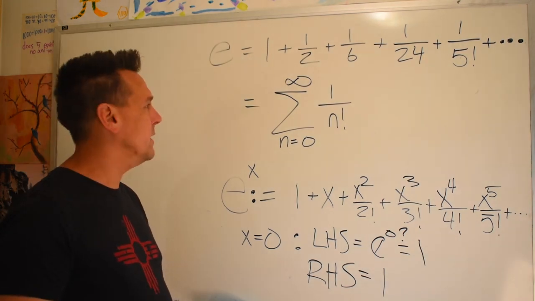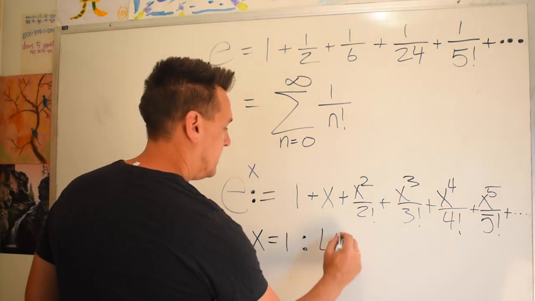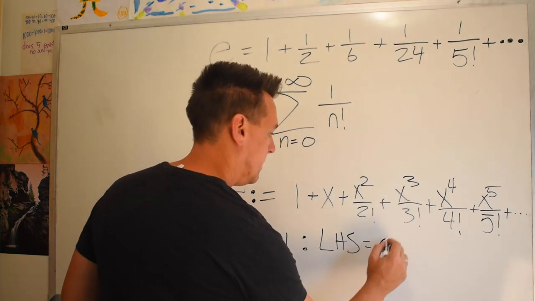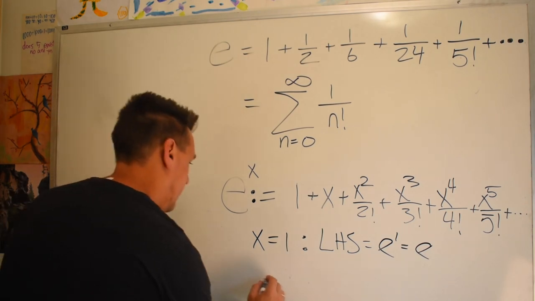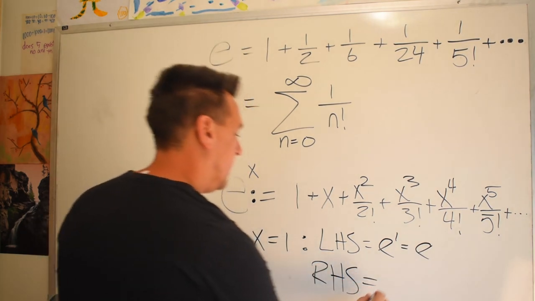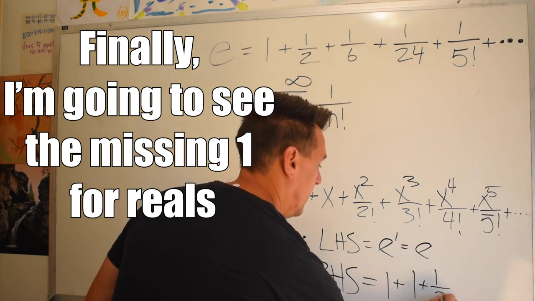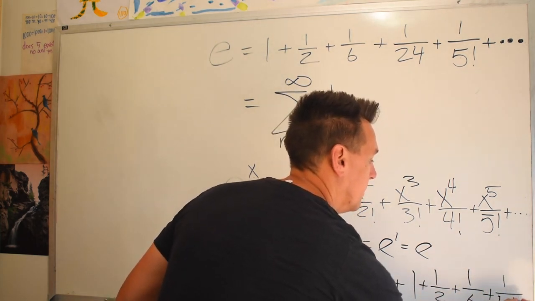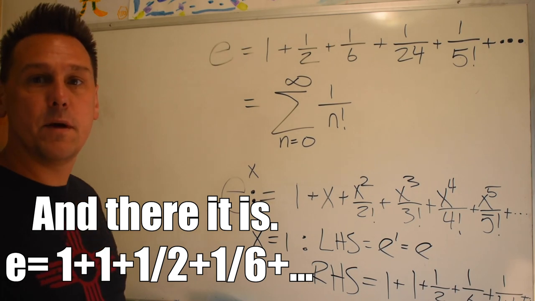What other easy numbers should we plug into this formula? x equals 1. What happens when we plug that in? Well, the left-hand side, we're really hoping that that ends up being e to the 1, which should be e, given our usual rules for exponents and everything. Now if I plug in on the right-hand side, what am I going to get? I'm going to get 1 plus 1 plus 1 half plus 1 sixth plus 1 over 4 factorial, on and on and on. Now is that the same thing that we had up here for e? No, not quite, and that's because I messed up.